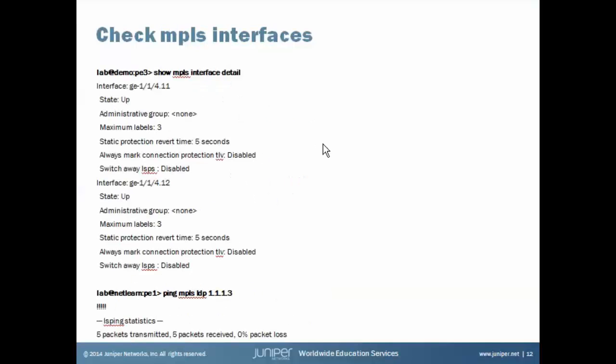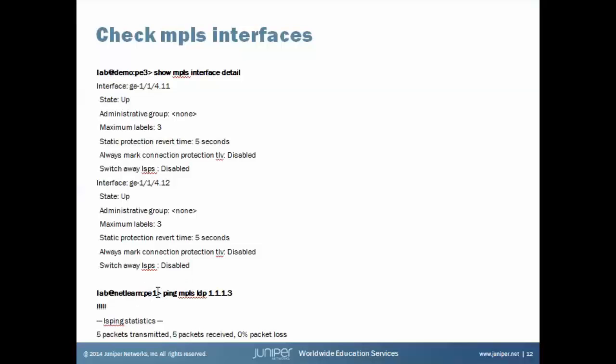Okay, it's already enabled and already up. After that, we can check the MPLS interface. Here we see that the interface is already enabled in GE114.11 facing the PE2, and the administrative group is none. We are not using the administrative group, and the state is already up for GE114.11 and GE114.12. This is facing PE1 and PE2.